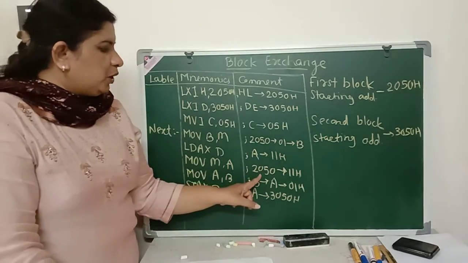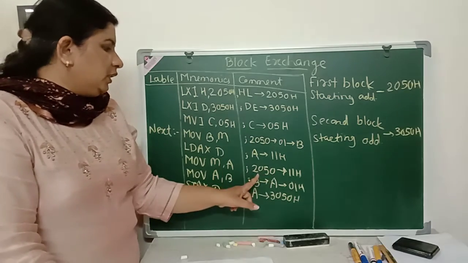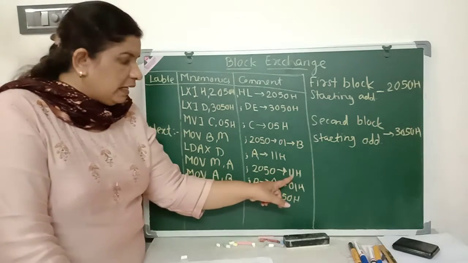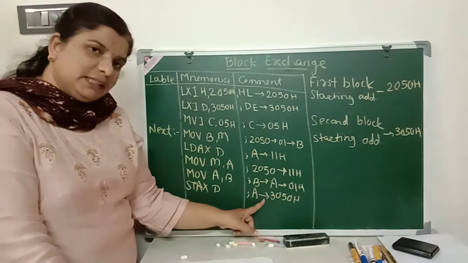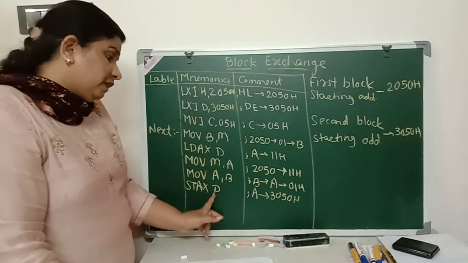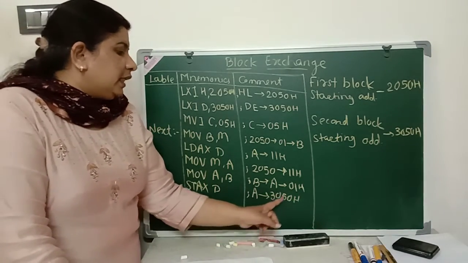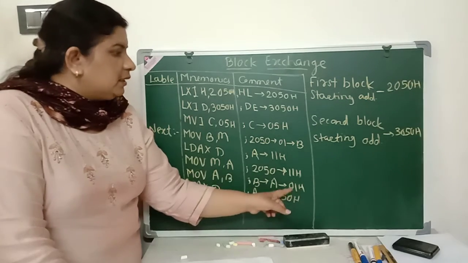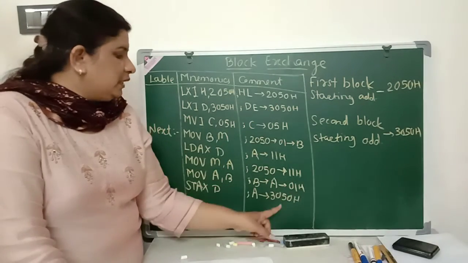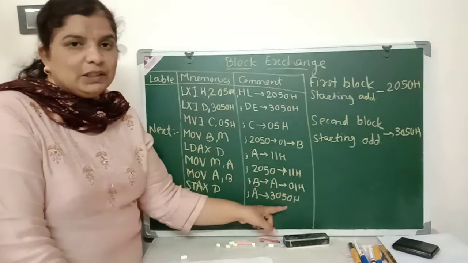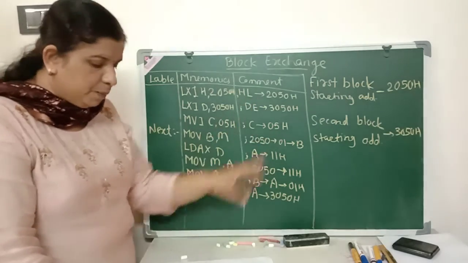See, at this point, at this instruction, the first data of second block has been copied to 2050. And after execution of STAX D, the data from accumulator, that is 01, the first number from 2050, is copied to 3050. So this first exchange has been done.